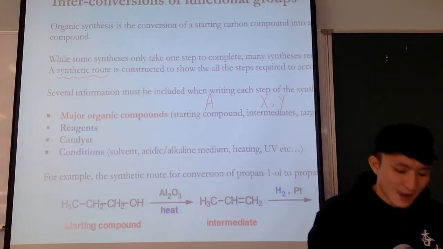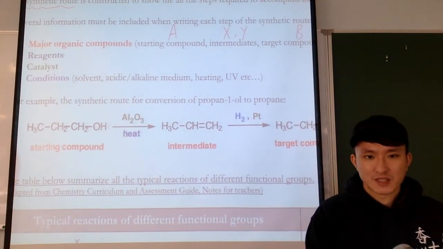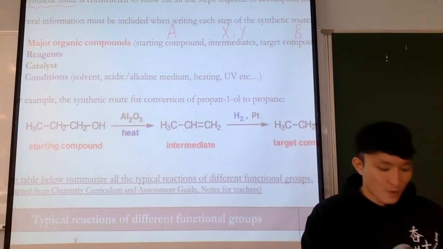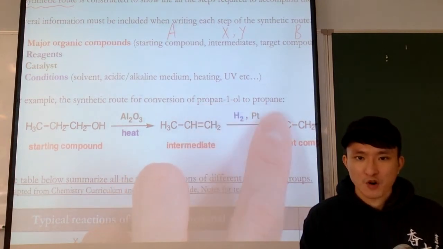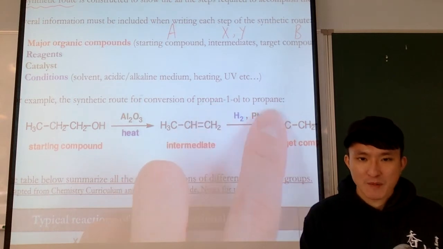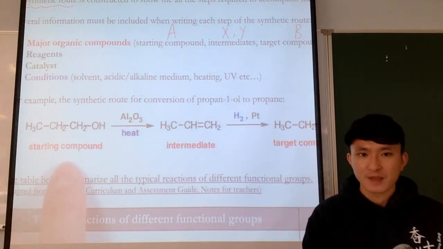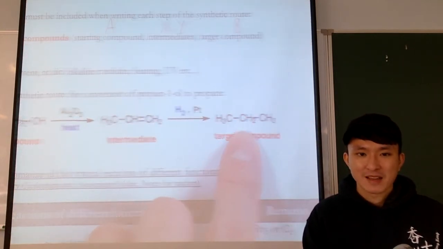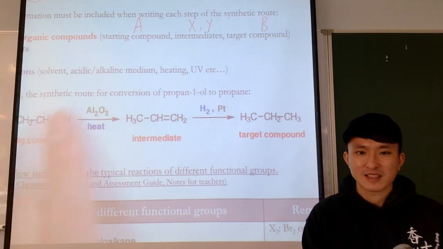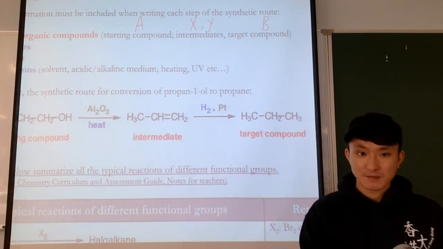Okay, now let's have a look at a synthetic route. Look at this synthetic route. Now, first of all, what we are trying to do is to change propan-1-ol to propane. Okay, propan-1-ol to propane. So this is the starting compound, propan-1-ol, I will show the structure, and the target compound would be propane. Okay. Now, we cannot do this in one step. We need to have at least 2 steps.